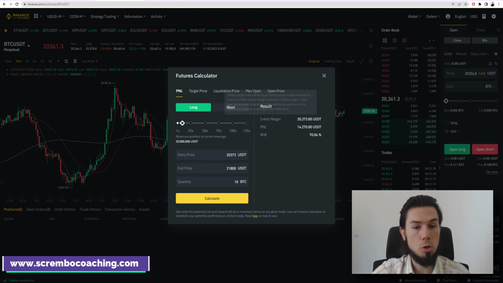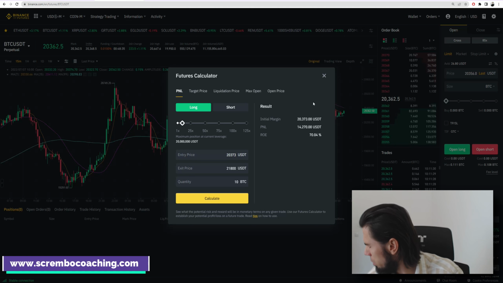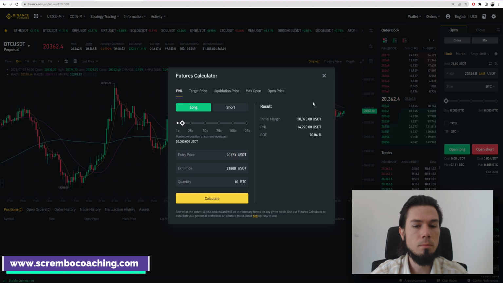Very simple. Initial margin is pretty simple to explain. This is how much we put into the trade from our own pockets. The P&L is the profit and loss representation. If it stands in this color, then obviously it is profit because you don't have the minus in front. So it's $14,270, which is a return on our investment of 70%.